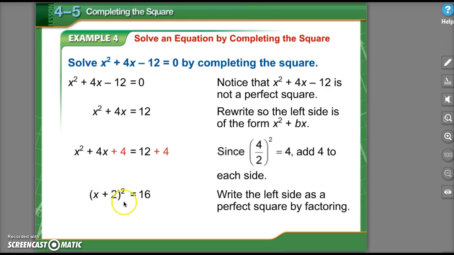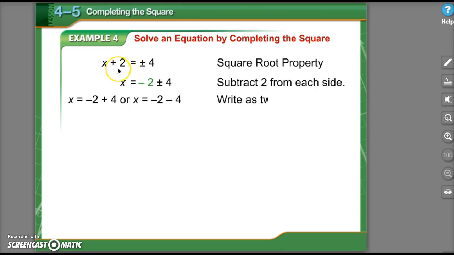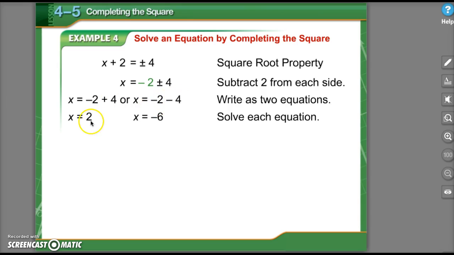What we're going to do here now to solve it is we need to take the square root of each side. So we're going to square root the left side, we're going to square root the right side. When we square root the left side, it's going to cancel out this square. And when we square root 16, we get plus or minus 4. So we subtract 2 from each side, negative 2 plus or minus 4. First equation is negative 2 plus 4. Second one is negative 2 minus 4. You simplify each of those, and you get 2 and negative 6 as your two answers.